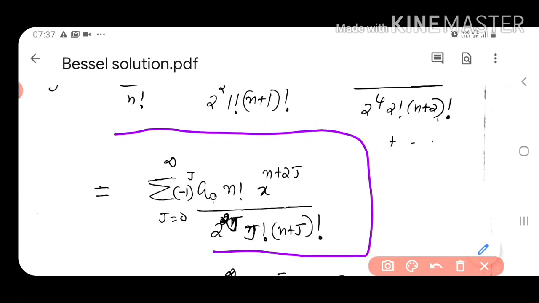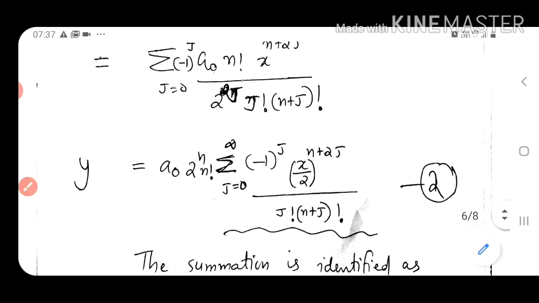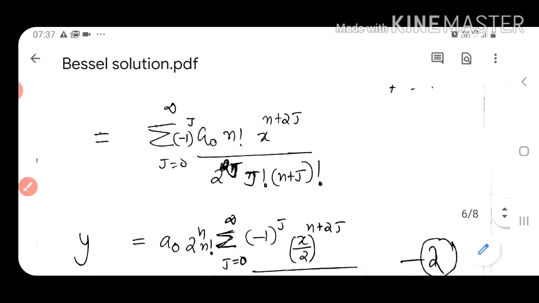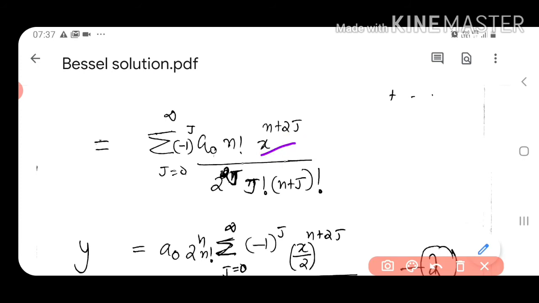So y equal to this, minus 1 to the power j, a0, n factorial, x to the power n plus 2j over 2 to the power 2j, j factorial, n plus j factorial. Okay, and we take this a0 2 to the power n, because here we have x here and 2 to the power 2j here, and we are writing x by 2 to the power n plus 2j. So 2 to the power n is introduced here to compensate for that. Here the power of 2 is only 2j.